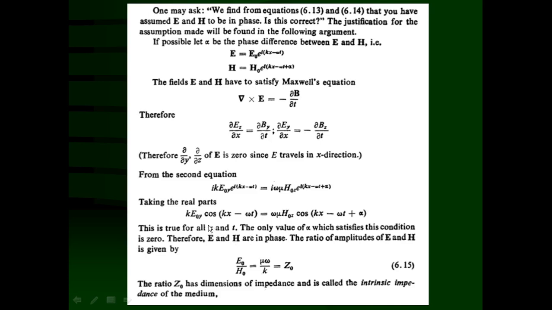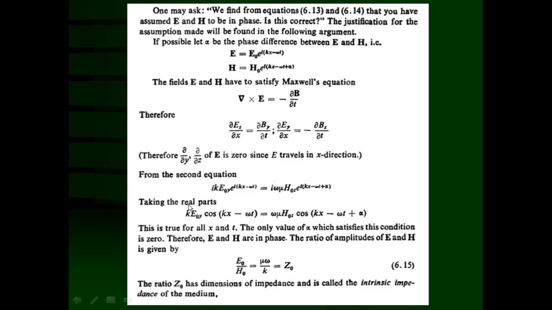Now, let us take the ratio of the electric field to the magnetic field. So E0y upon H0z is going to be taken. Cos theta is going to be the same on both sides, so it will cancel out. So E0y, the electric field component, upon the magnetic field component, E0 upon H0, is equal to mu omega upon k. And this has the dimension of impedance, that is ohms, and hence it is designated as Z0. This ratio Z0 has the dimension of impedance and is called the intrinsic impedance of the medium.